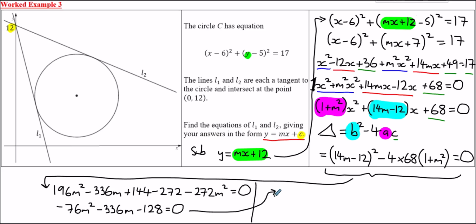Next, what we can do is move all of this to the other side, or we can multiply through by minus 1 to make all of these terms positive and just therefore a bit easier to deal with. So then we have 76m squared plus 336m plus 128 equals 0.